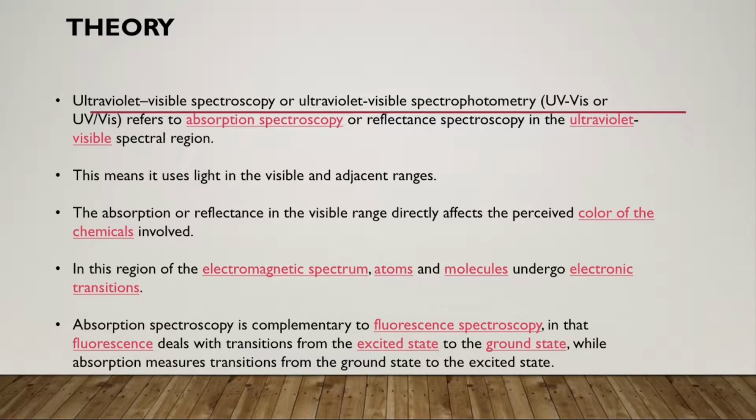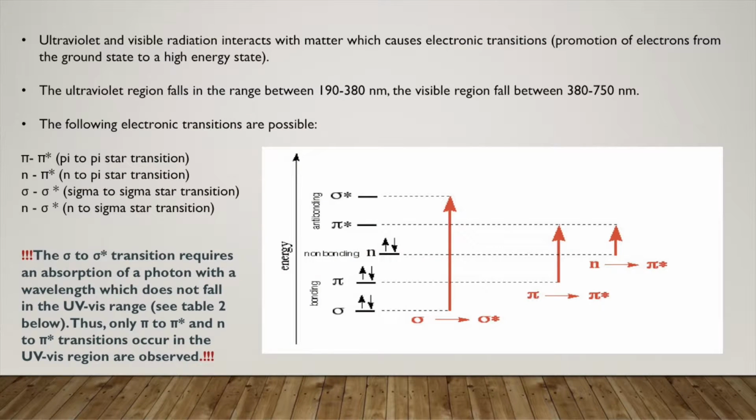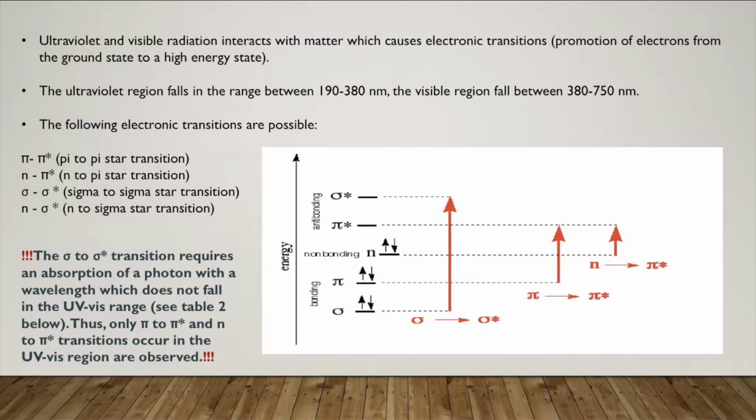Absorption spectroscopy is complementary to fluorescence spectroscopy in that fluorescence deals with transition from the excited state to the ground state, while absorption measures transition from the ground state to the excited state. Ultraviolet and visible radiation interact with matter, which causes electronic transitions, which is the promotion of electrons from the ground state to a high energy state. The ultraviolet region falls in the range between 190 to 380 nanometers, while the visible region falls between 380 to 750 nanometers.